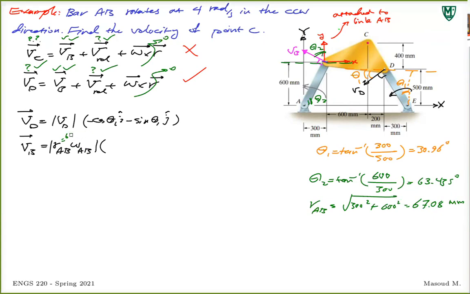So you know RAB: 67.08 millimeters, or better write it in meters. Let's just put it divided by that, 67.08. Probably I'll just keep it that way. Then in the x direction, you have minus sine theta 2 i, remember theta 1 and theta 2, plus in the y direction, cosine theta 2 j.